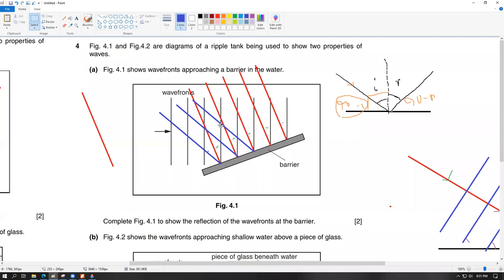Sir, are the blue lines the wave, reflected wave? Yes. Reflected wavefronts, not reflected wave. When we say reflected wave, we mean the energy direction. So you can also draw this one. You can draw the normal, which is very simple.